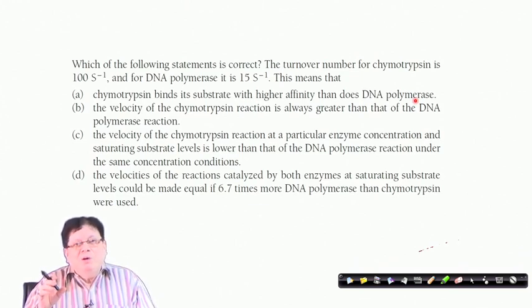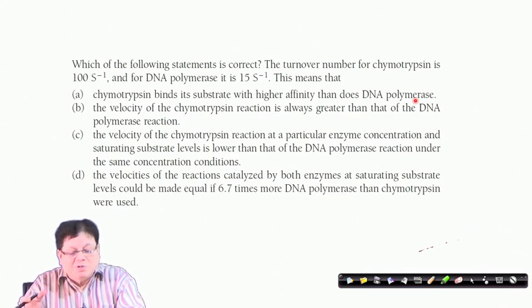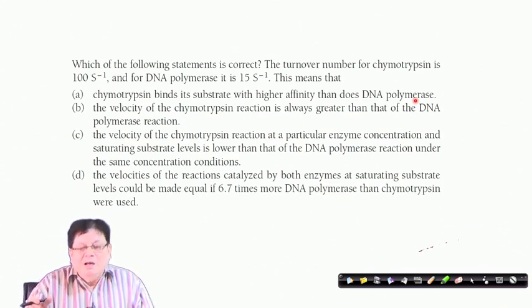If the Km value is low, that means the dissociation is low, the association will be more. So, in that case the binding affinity is more for the substrate. Okay. So, turnover number has nothing to do with the affinity for the substrate. Chymotrypsin binds its substrate with higher affinity than does the DNA polymerase.